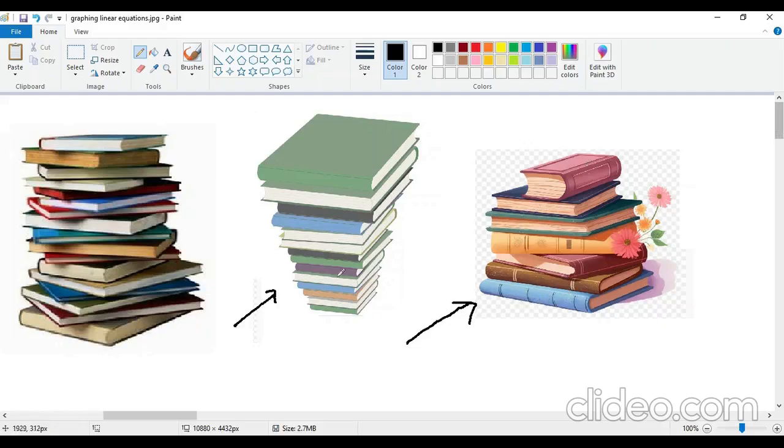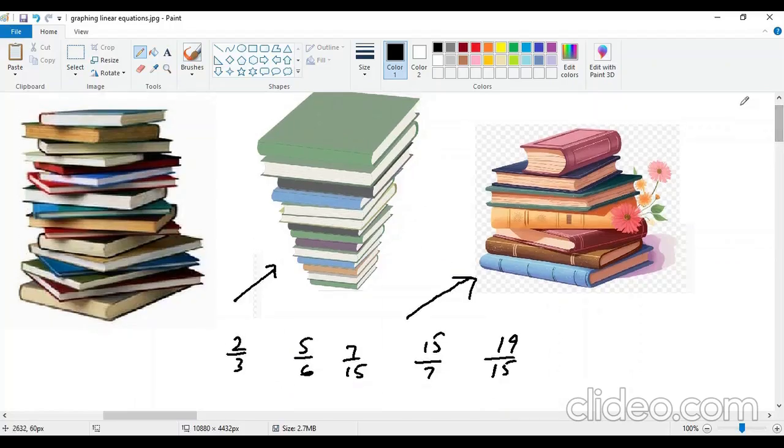For example, if there are fractions 2 over 3, or 5 over 6, or 7 over 15, or 15 over 7, or 19 over 15, and I ask you to find out which ones are the proper and which are the improper fractions, you can see in this fraction the smaller number is on top as a numerator, and the bigger number is down as the denominator. So this is called a proper fraction. Proper fraction or improper fraction?